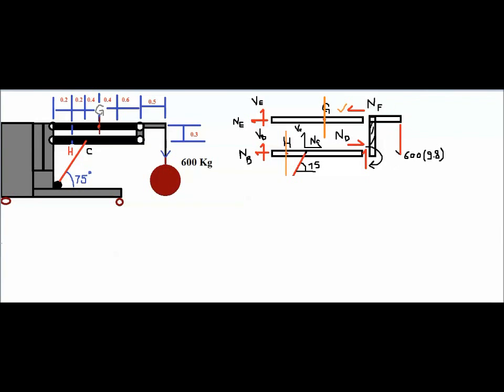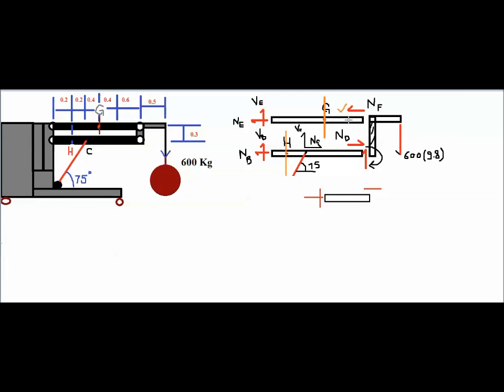Okay, so now we need to find the reactions that are acting at this point. So we'll take out this portion and draw it separately and see what the reactions are. One of the reactions will be acting in this upward direction here in order to hold this portion wherever it is. Another will be here. So these are the reaction forces we do not know. We know that there is an NF acting here.